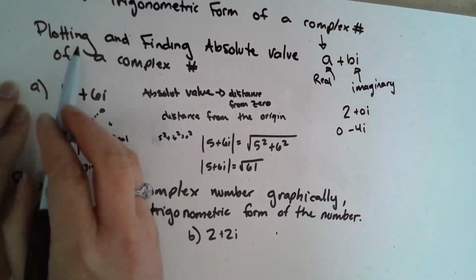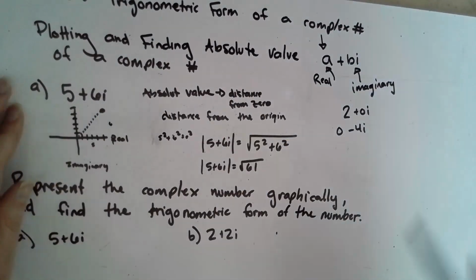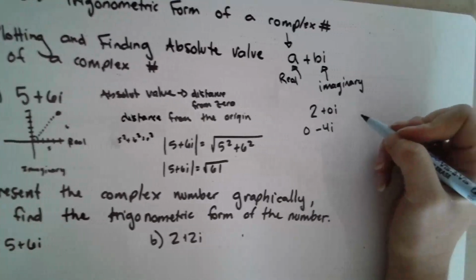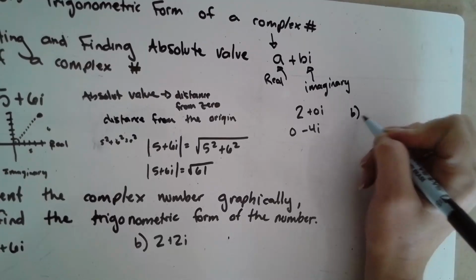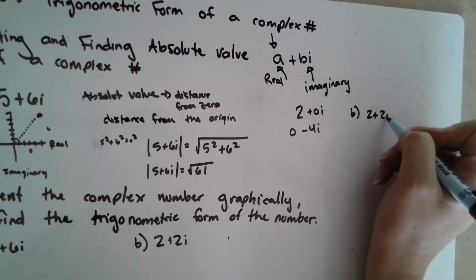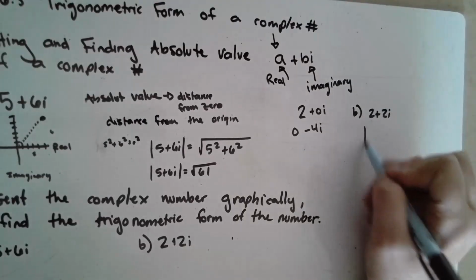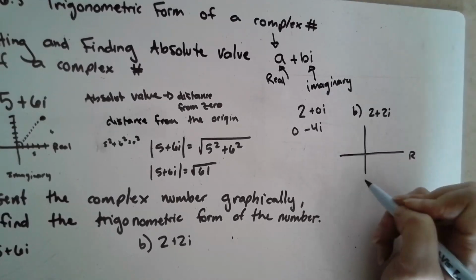So we've plotted and we found the absolute value. Okay, let's look at B that I erased. 2 plus 2i. So again, if you graph it, you've got your real, you've got your imaginary.